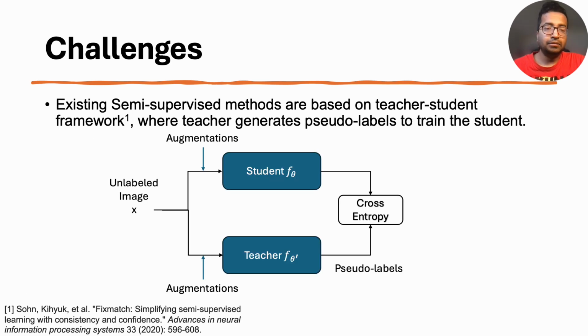Coming to the second challenge, for an unlabeled image, the teacher and the student see two different augmented views, and the teacher generates pseudolabels to train the student. But these pseudolabels can be noisy.